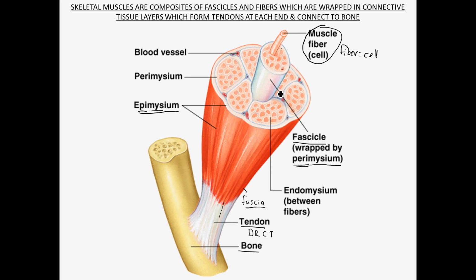Then those fascicles are all bundled together with that epimysium, and then surrounding the epimysium is going to be the fascia. Now, what's not shown on this diagram is that around each muscle fiber there is another connective tissue layer known as the endomysium. The endomysium, endo meaning within, and again, mys, muscle.